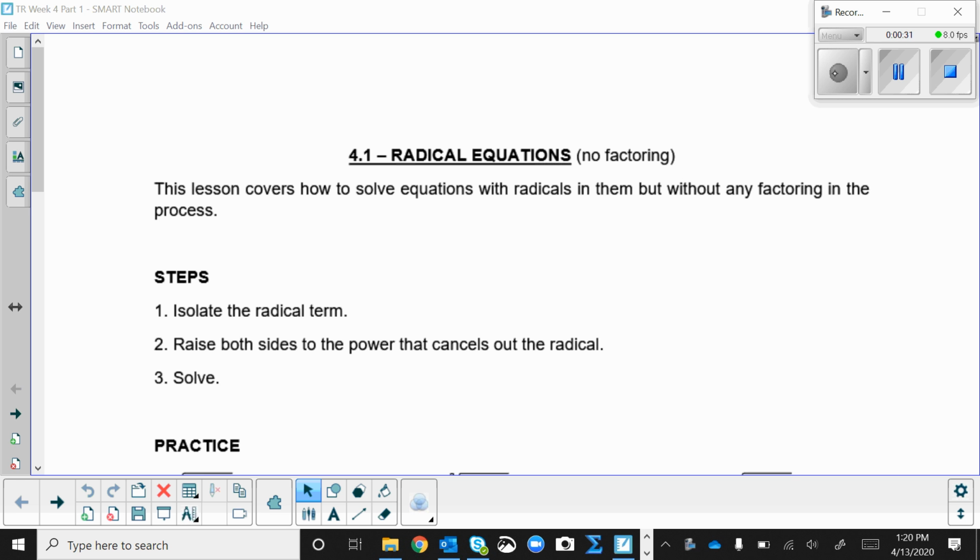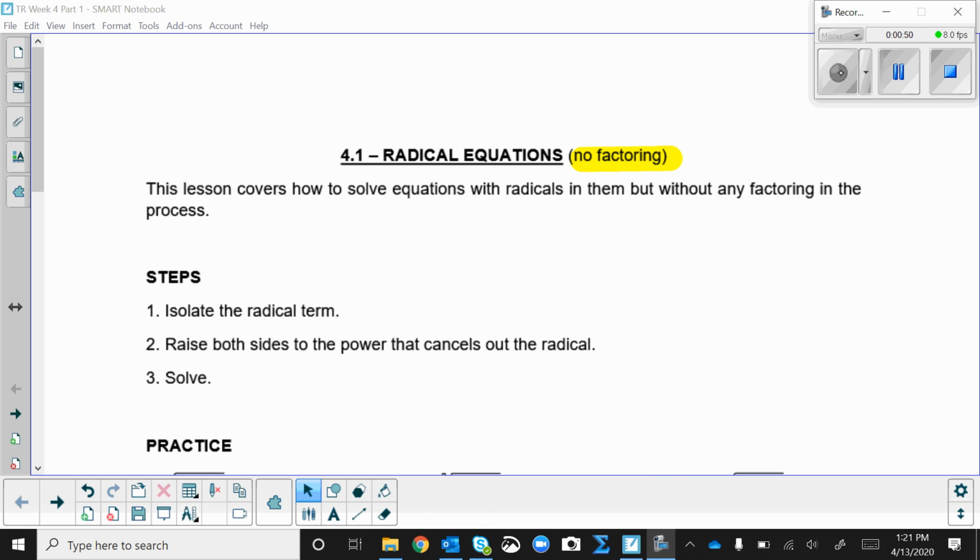So this lesson is radical equations, and you'll see right here in the title, it says no factoring, which means there'll be no factoring involved in the solving process. The next lesson for this week, there will be factoring, and we'll talk about that next time.